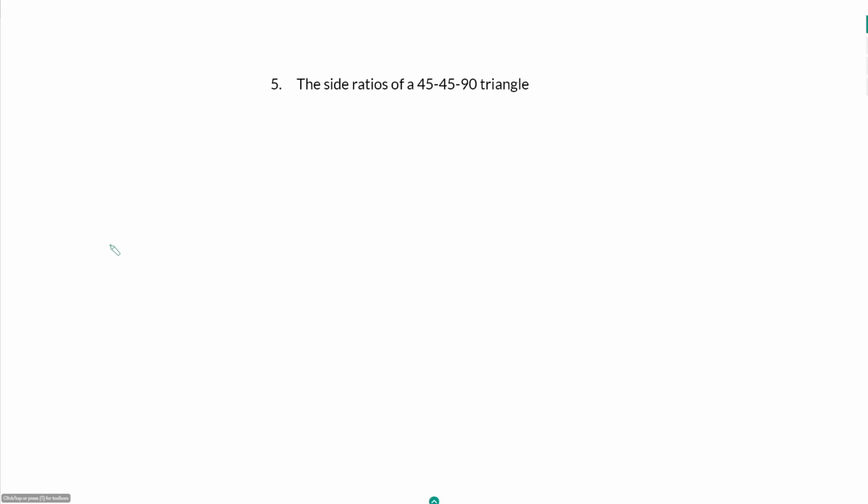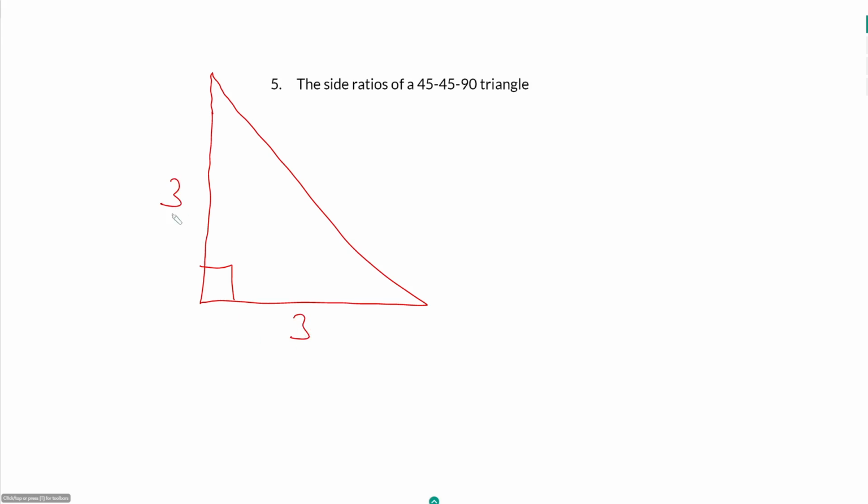The side ratios of a 45, 45, 90 triangle. This is our first special right triangle. First it's got to be a right triangle, and then once you know it's a right triangle, you just need to know two things: either two of the angles or two of the sides. If I know this side here is equal to 3 and this side here is equal to 3, now I have a right triangle and I know two of my sides, so I know I have a 45, 45, 90 right triangle. So if this is 3, 3, this must be 3 rad 2, because of the side ratio.